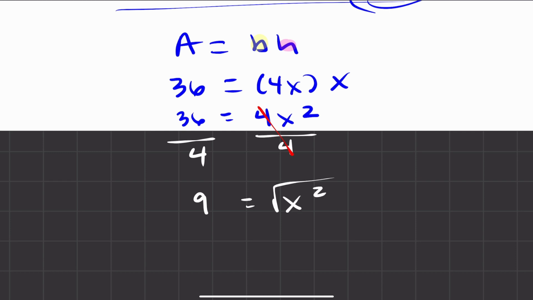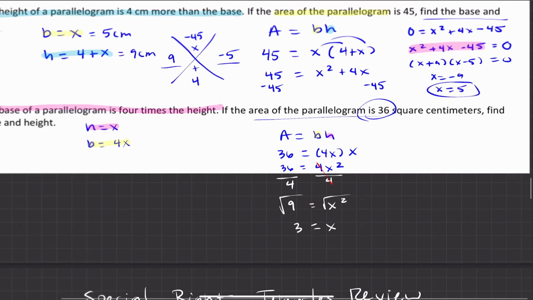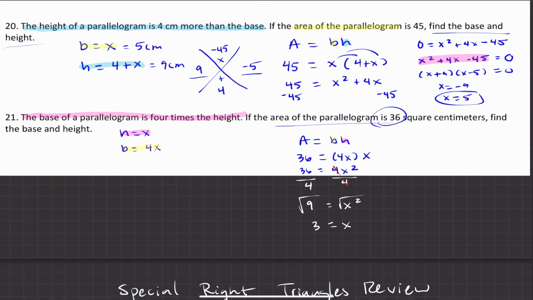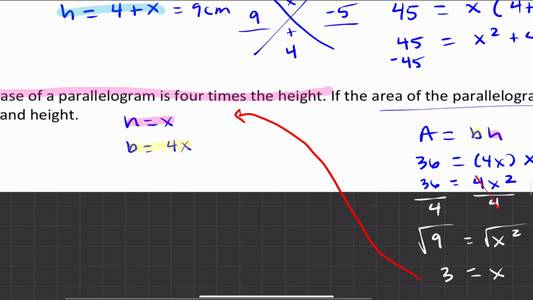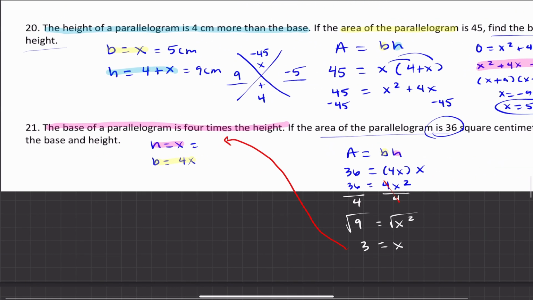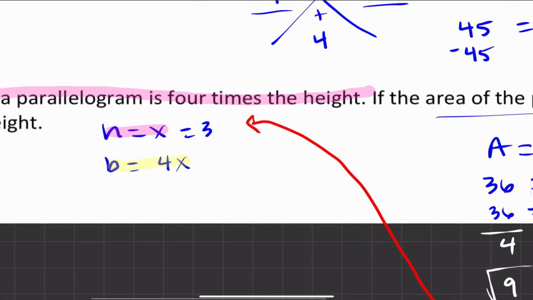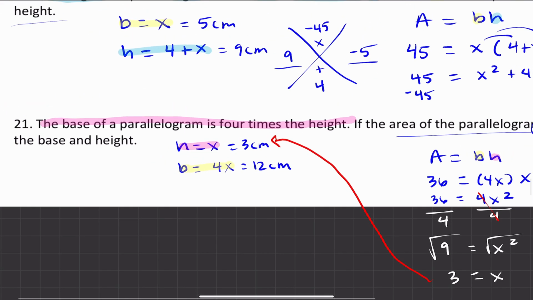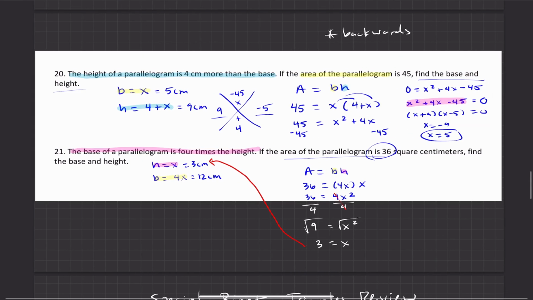And then this is where you're going to take the square root. So 3 is equal to x. We want the positive answer. So if you think it's plus or minus, take the positive answer. And then let's go ahead and plug 3 in. So the height is 3 centimeters. And the base is just 12 centimeters. And you can see these answers do work out. The base of the parallelogram is 4 times the height. So this is 4 times this, if that makes sense. That's how you check your work.